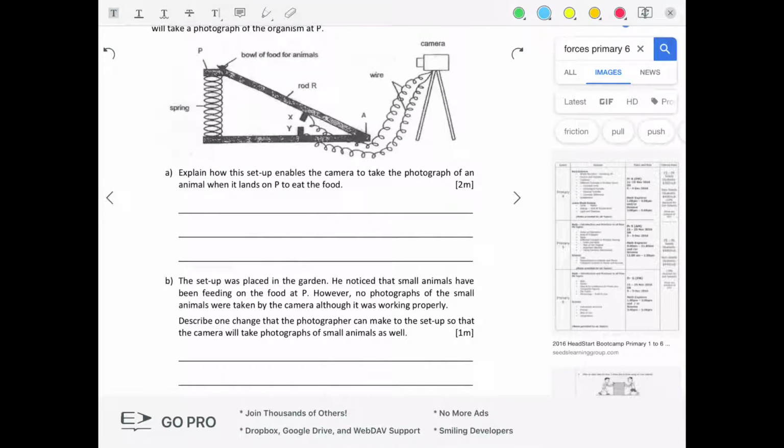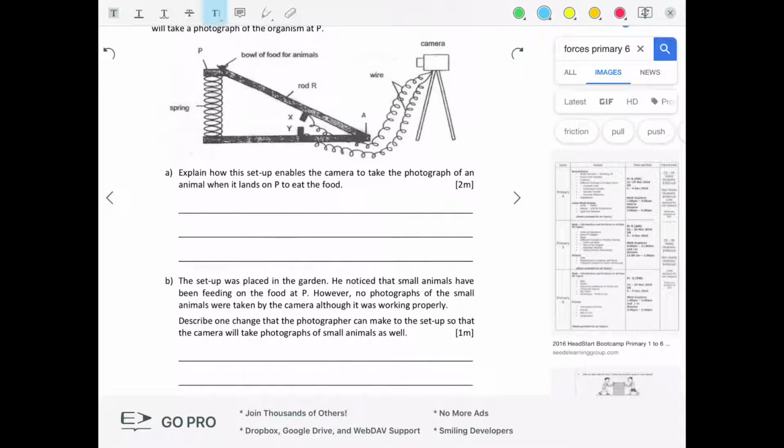Okay, explain how this setup enables the camera to take the photograph of an animal. This is a very interesting setup where the animal is supposed to land on the bowl, right? So they try to trick the animal with some food. The animal comes and will stand on this, right? When it stands on this, there's weight, so the spring will compress. This is a closed circuit. X and Y will come into contact with each other, closing the circuit, and the camera will take a snapshot.